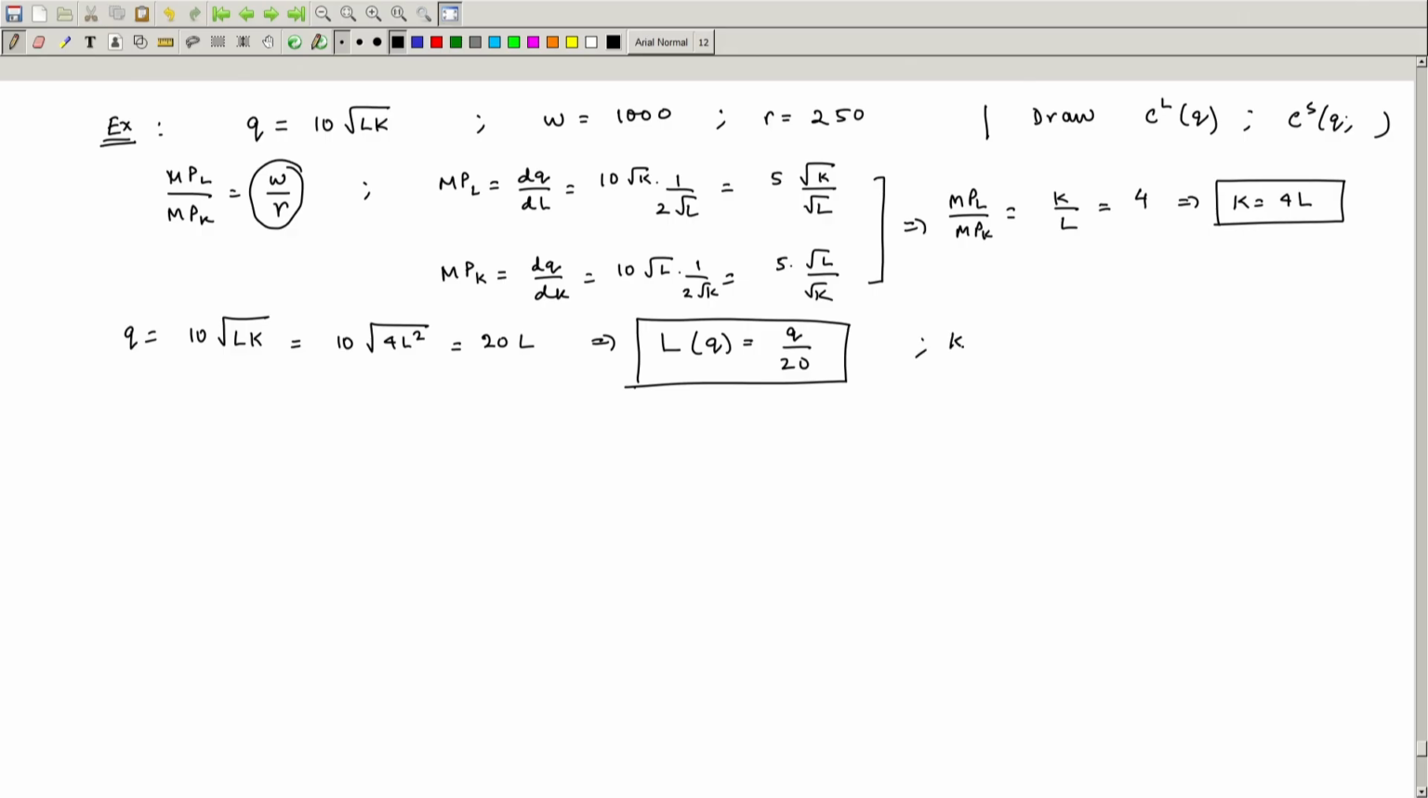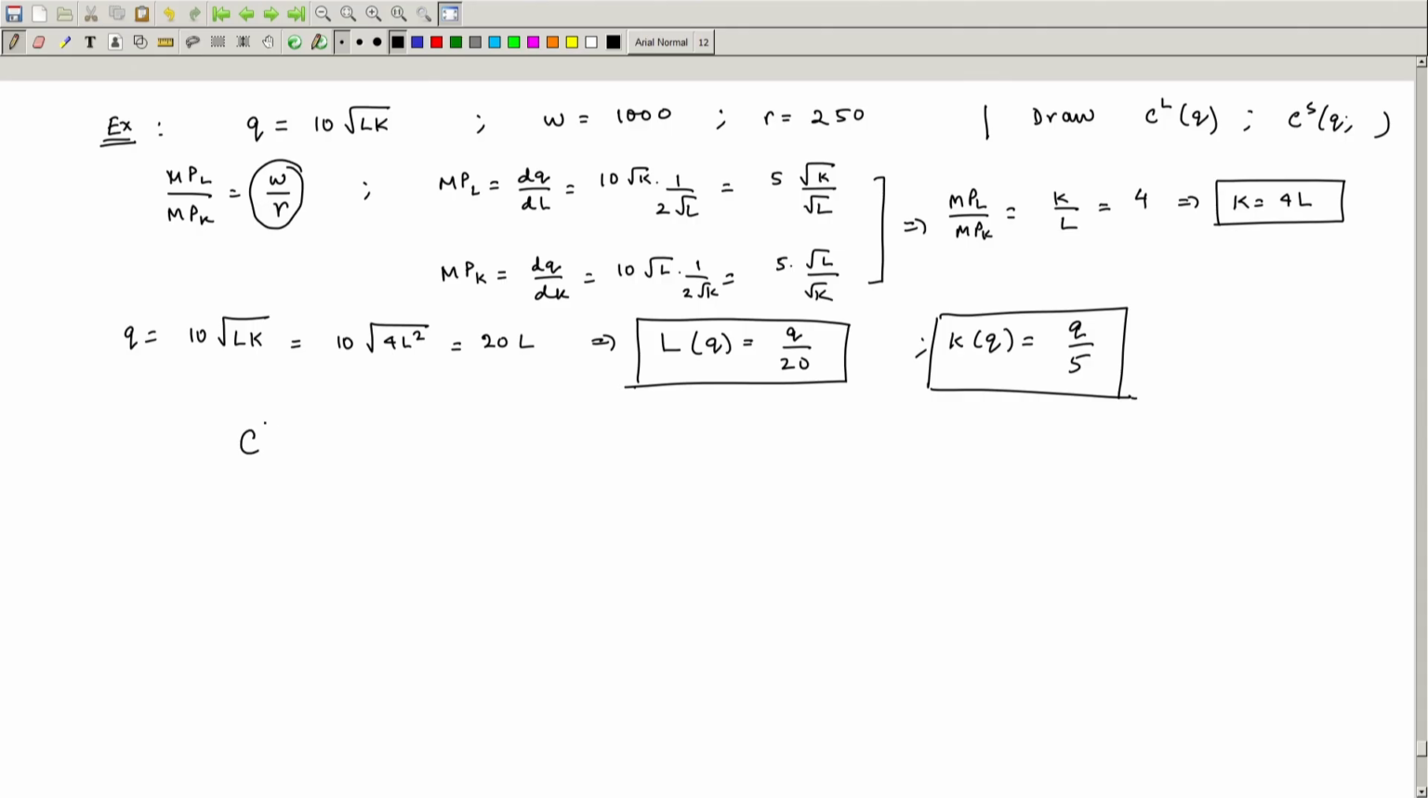Now, my K as a function of Q: K is going to be 4 times L, so 4 times Q upon 20. So, that is Q upon 5. So, to produce 100 units of output, I will need 20 units of capital or 20 machines.